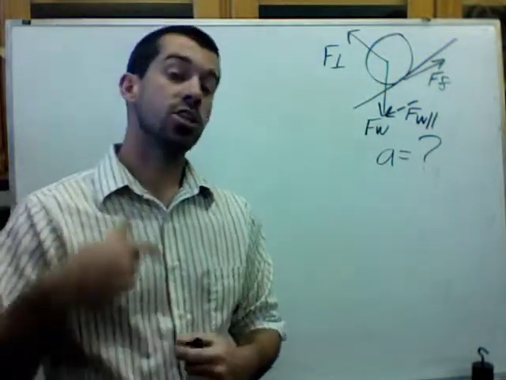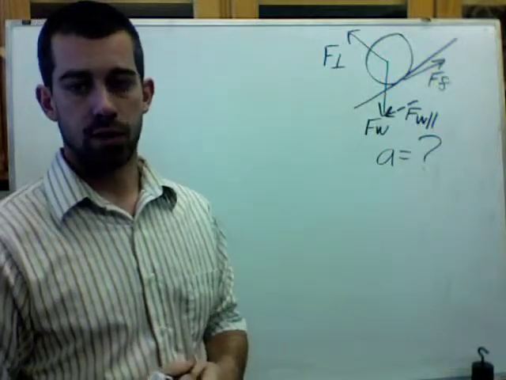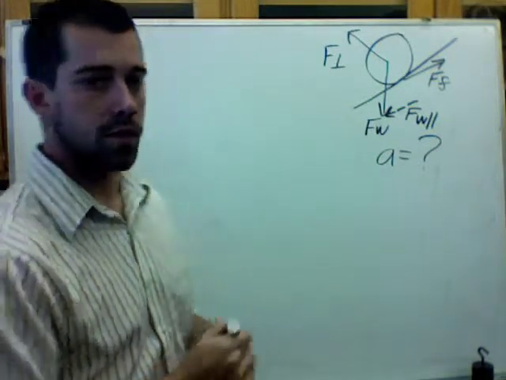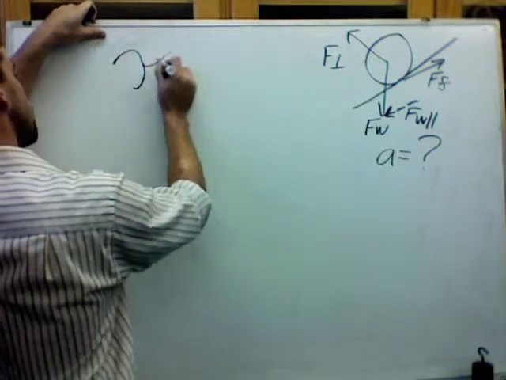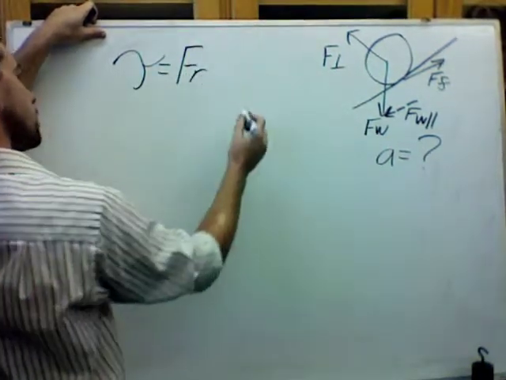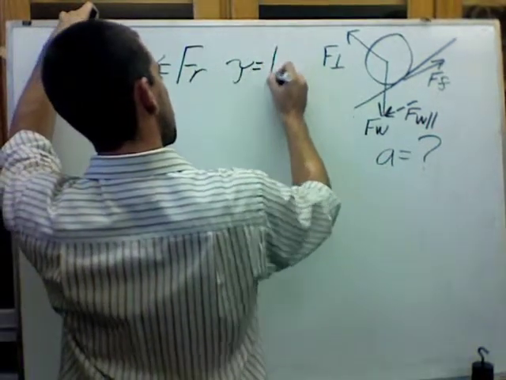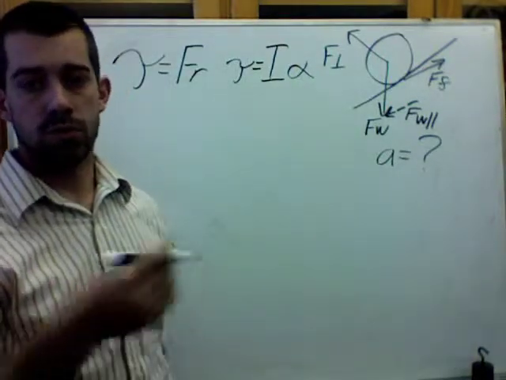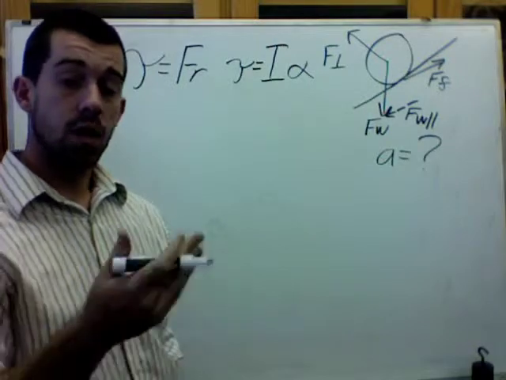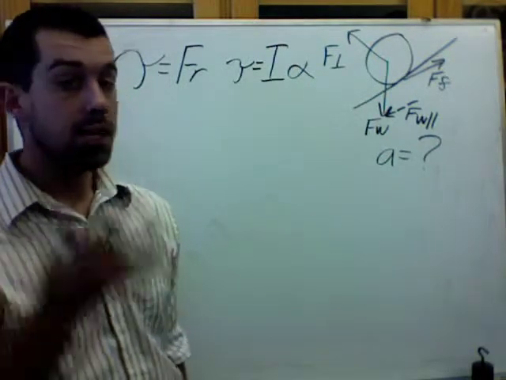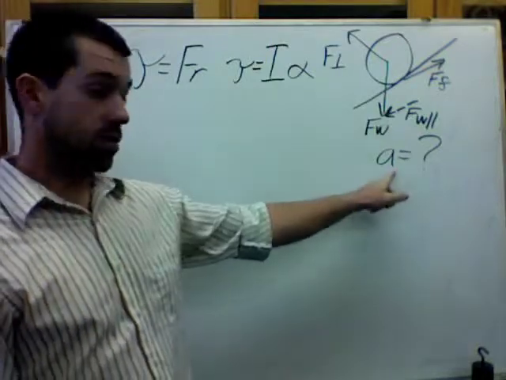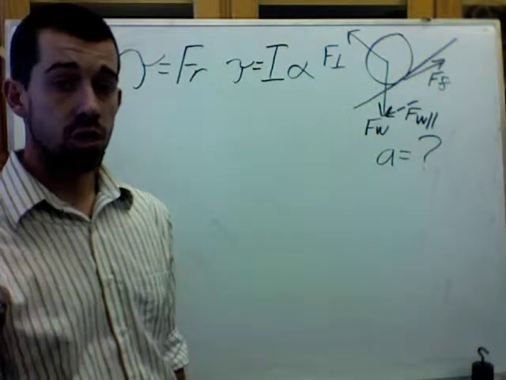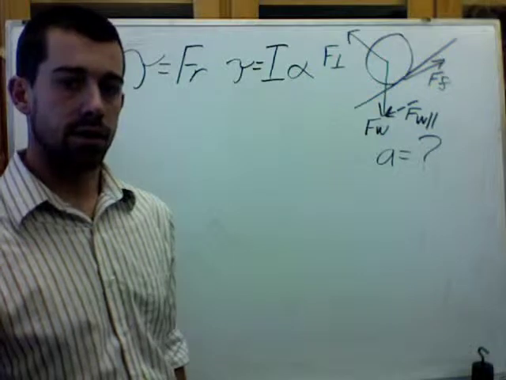Alright, now we need to talk about the spinning that's involved in an object rolling down a hill. So we're going to worry about torque now. We've got two torque equations that we want to focus on. We should know by now that torque is equal to force times radius, and also torque is equal to moment of inertia times angular acceleration. We need both of those things right now if we're going to figure out what the acceleration of this object is.